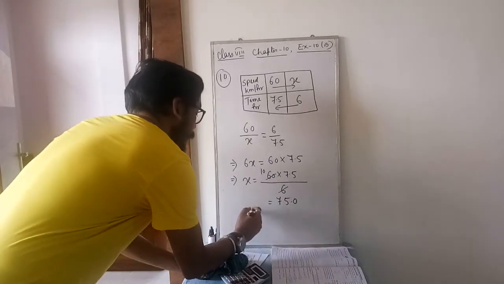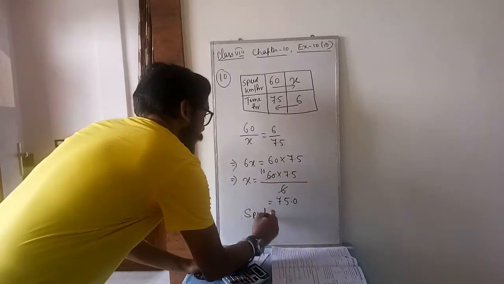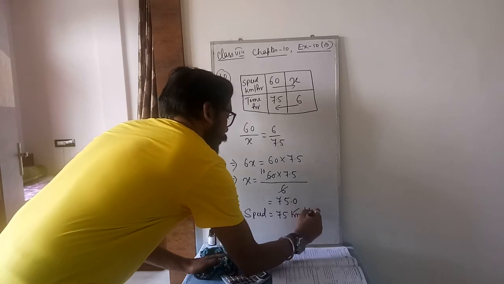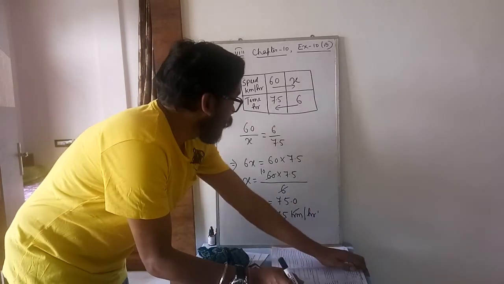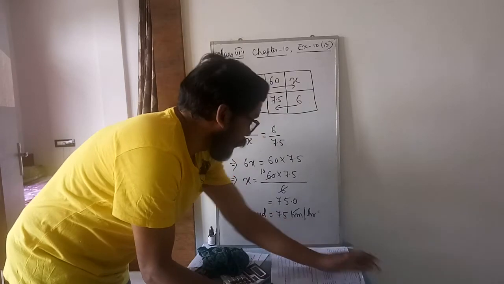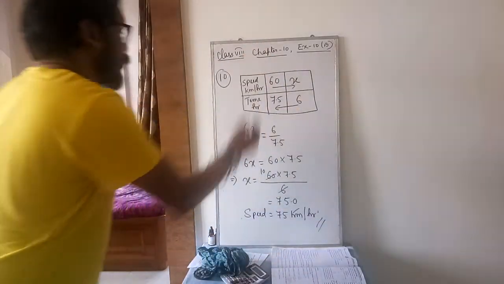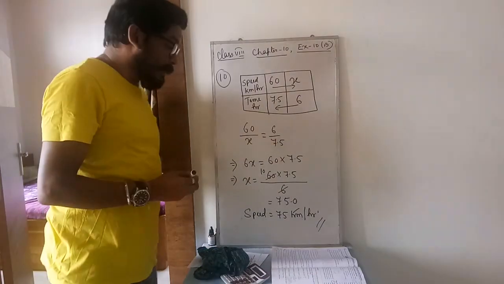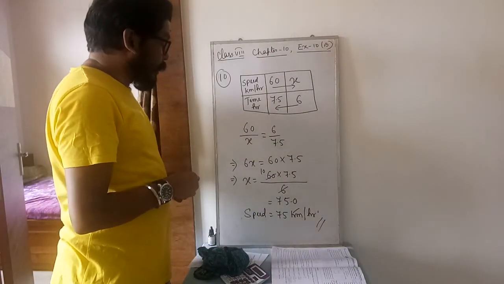So the speed will be 75 kilometers per hour. You see, time was less, speed was more. Correct? Take the screenshot. 75 kilometers per hour. So this is all about exercise 10B up to question number 10.